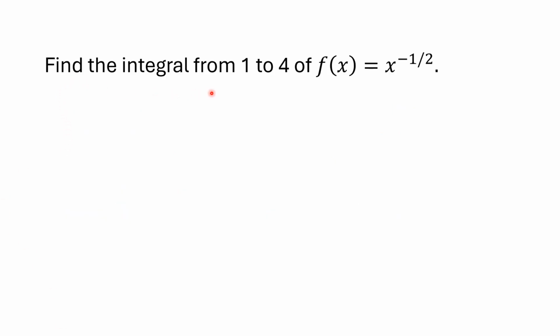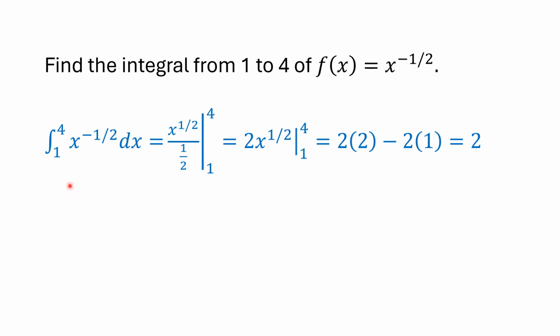So I'm going to find the integral from 1 to 4 of f of x equals x to the negative 1/2 power. Well, that's x to the n. N doesn't have to be an integer. So we write it like this. The integral from 1 to 4, x to the negative 1/2 dx. And so negative 1/2 plus 1 is positive 1/2, so we get x to the 1/2 over n plus 1, 1/2, from 1 to 4.